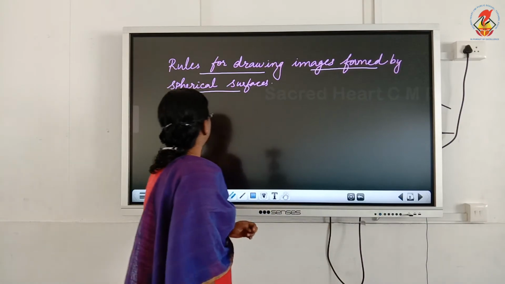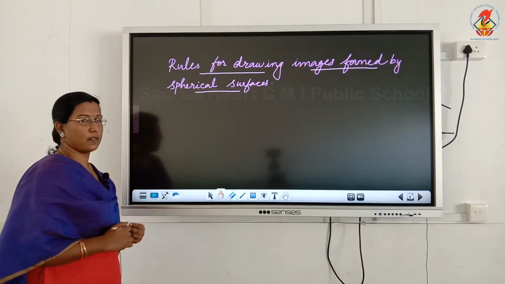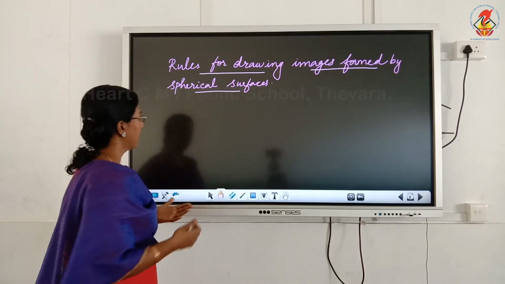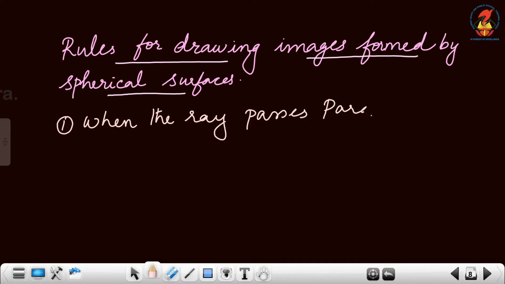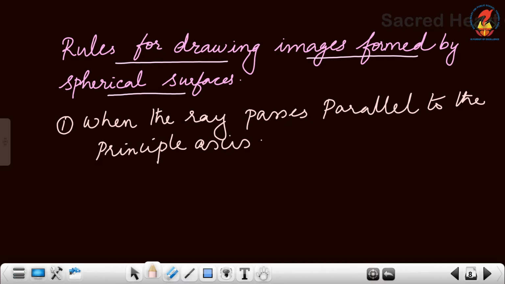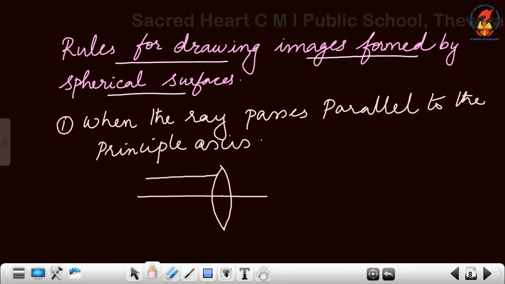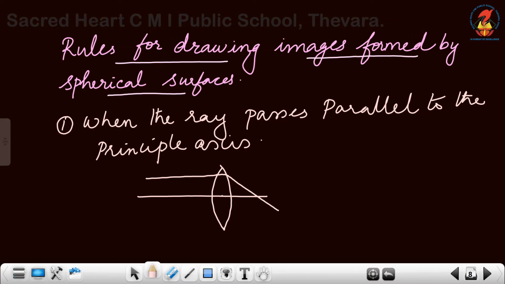Now let us see what the rules are for drawing the images for a convex lens. For a concave lens also you will get similar ray diagrams. First one, when a ray passes parallel to the principal axis, we have a convex lens, and if a ray is passing parallel to the principal axis, then after refraction it passes through the principal focus of the lens. So any ray which is passing through the lens parallel to the principal axis, after refraction passes through the principal focus of the lens.